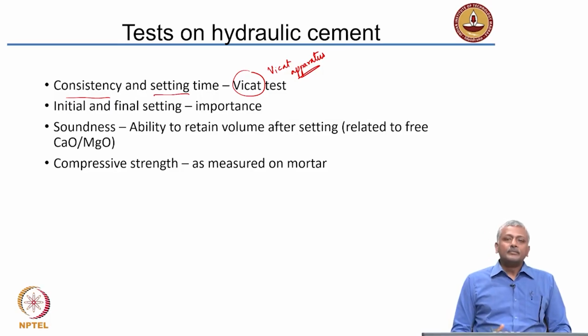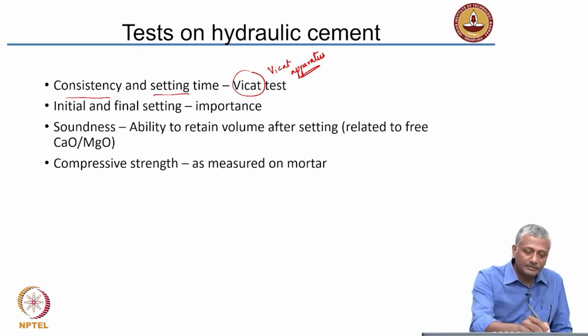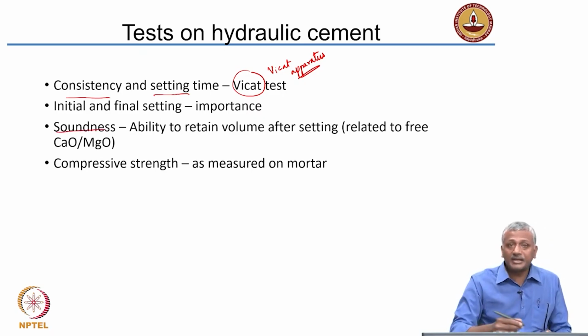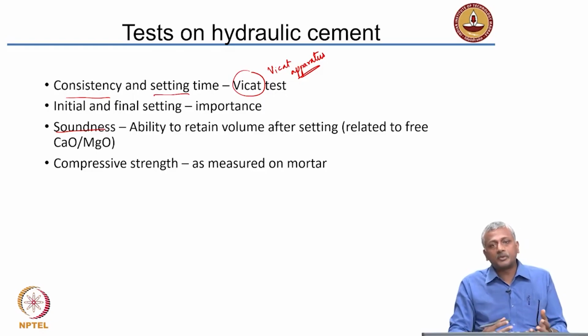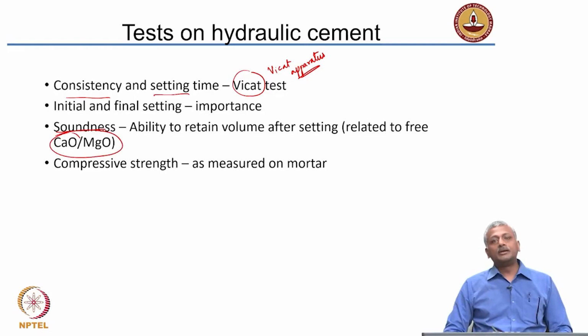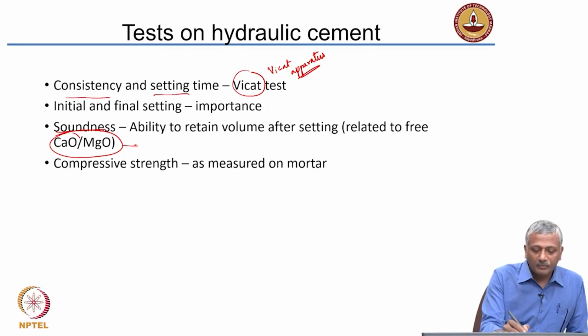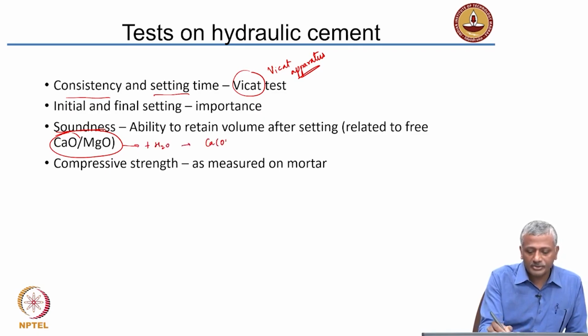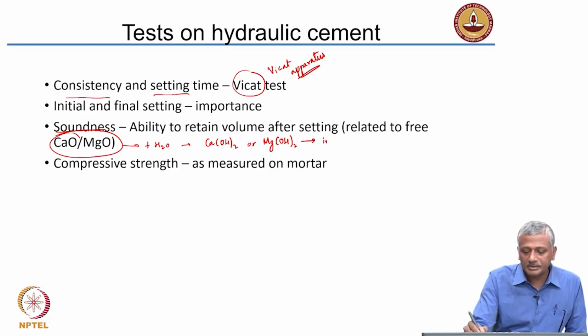Okay. The other important characteristic that you want to test on your cement is the soundness. Now, sometimes because of the nature of the raw materials and the nature of the process which manufactures the cement, you may have free calcium oxide or magnesium oxide that is present inside your cement. What will happen is, when this reacts with water, it can lead to the formation of calcium hydroxide or magnesium hydroxide, and that may lead to increase in volume.